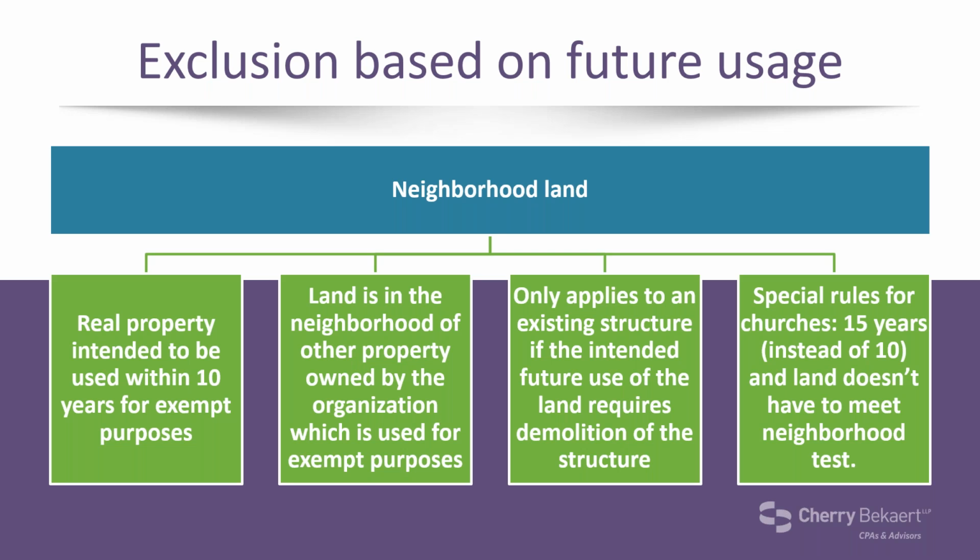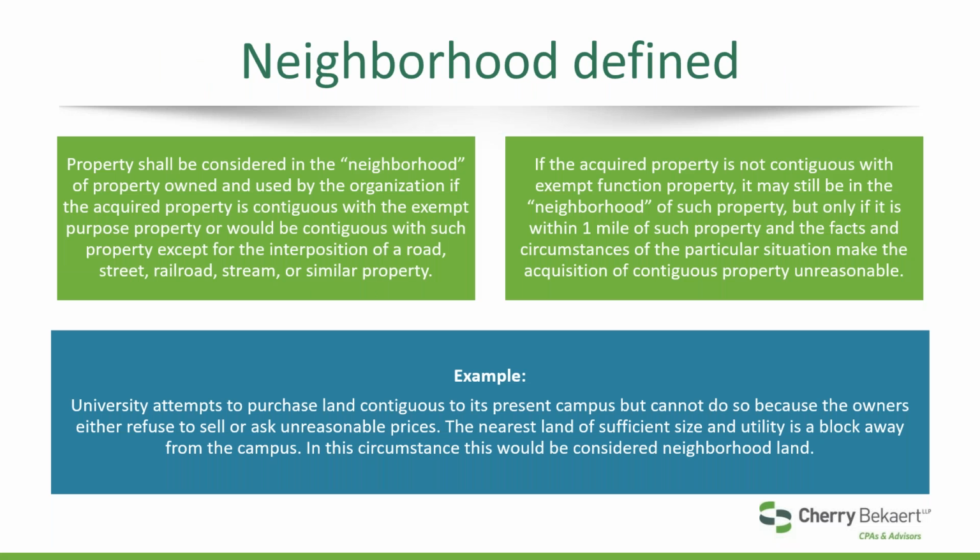Churches have an extra benefit with respect to this rule in that their time frame is longer. It's 15 years instead of 10. And the land doesn't have to meet the neighborhood test, so it doesn't have to be nearby any existing exempt purpose land. So you may be wondering, what is the definition of neighborhood? How close does the land have to be?